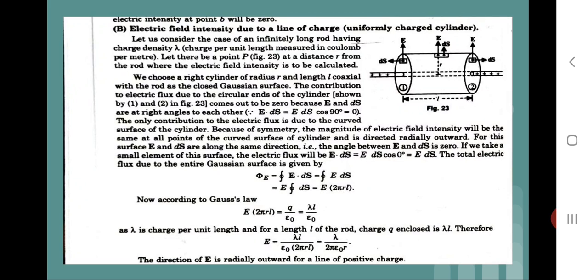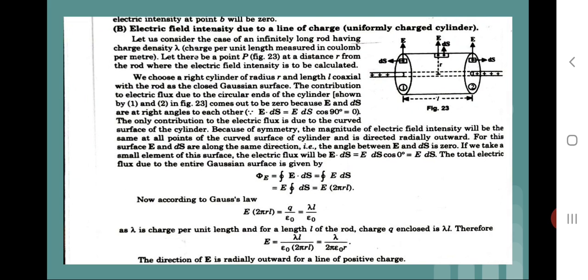We choose a right cylinder of radius r and length L coaxial with the rod as the closed Gaussian surface. The contribution to the flux due to circular ends of the cylinder, as shown in the figure, comes out to be 0 because E and ds are at right angles to each other. Therefore, E dot ds is equal to E ds cos 90, and cos 90 is 0.